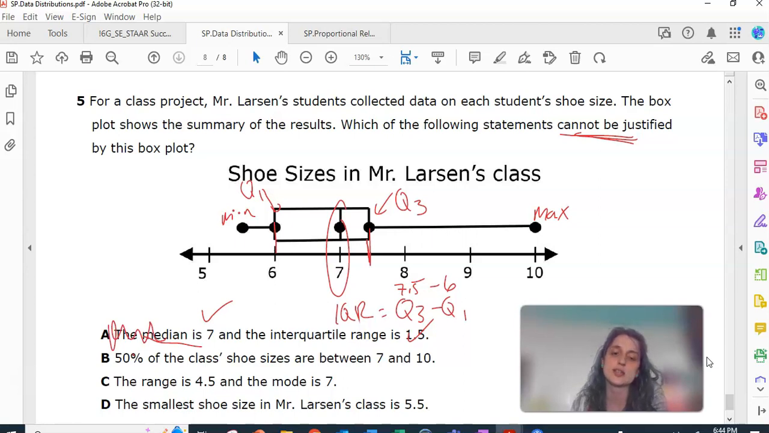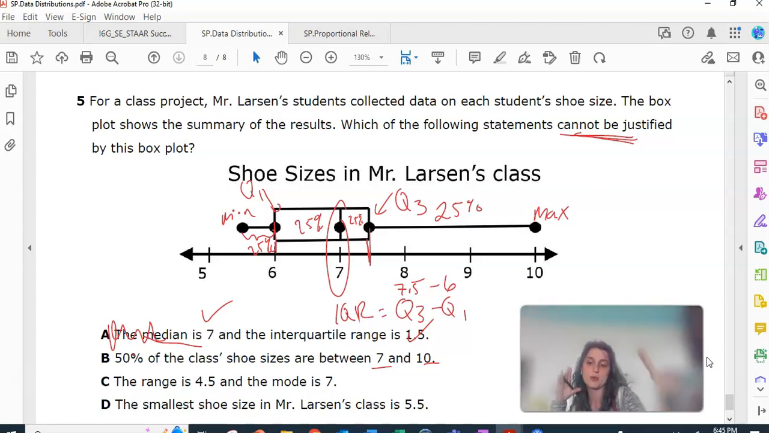50% of the class's shoe sizes are between 7 and 10. Each section on a box and whisker plot represents 25% of the data, even if they look like they're different sizes. So this is 25%, this is 25%, this is 25%, and this last section is 25%. They are quartiles, which means you literally cut them into quarters or 4 sections. Just because one section has a bigger spread doesn't mean there are more numbers in that section.